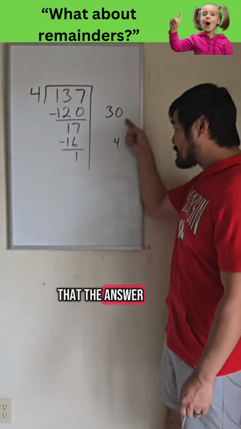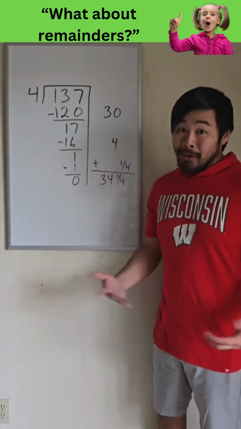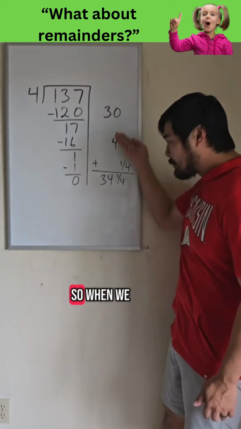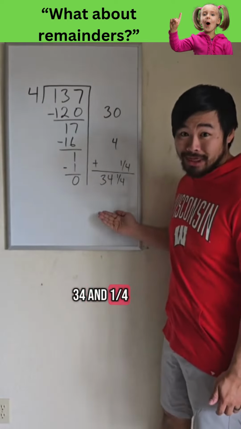We can say that the answer is 34 and 1/4. Or we could say a fourth times 4 is 1. When we subtract, we're left with 0. So when we combine, we get 34 and 1/4.